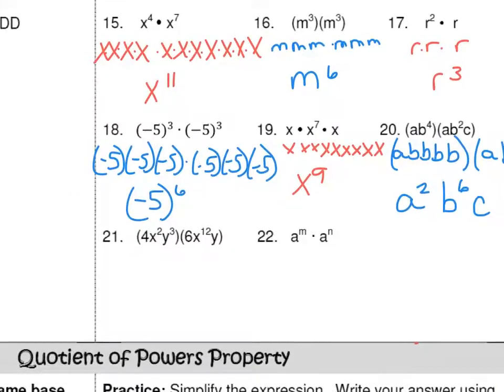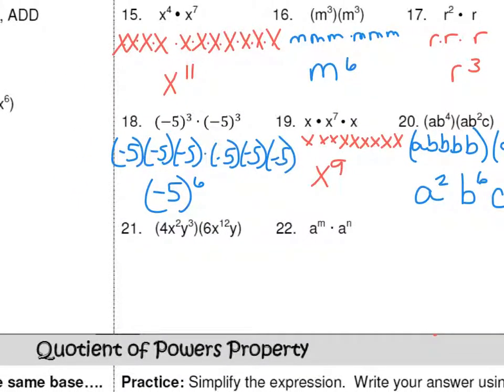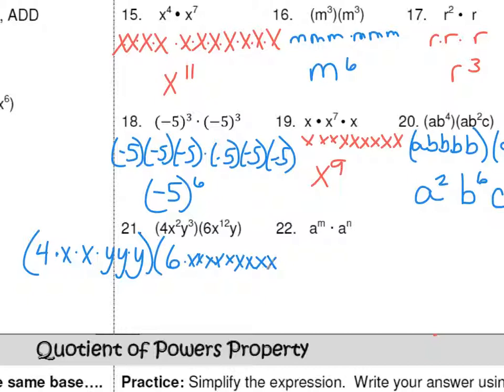We're going to use it on number 21. We're going to expand everything out. The big difference on number 21 is we're going to have to deal with some coefficients. So this very first one expands by 4 times x times x times, looks like 3 y's, y, y, y. Okay, that's my first one. And my second one, my second term is 6 times, there's 12 x's, so I'm going to write them fast. 1, 2, 3, 4, 5, 6, 7, 8, 9, 10, 11, 12. And then 1 y.